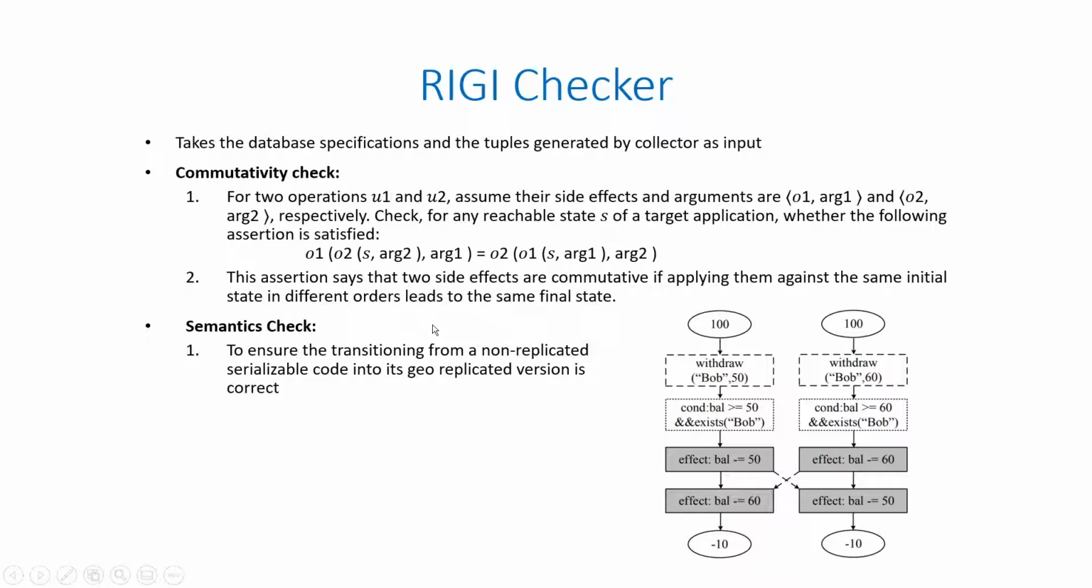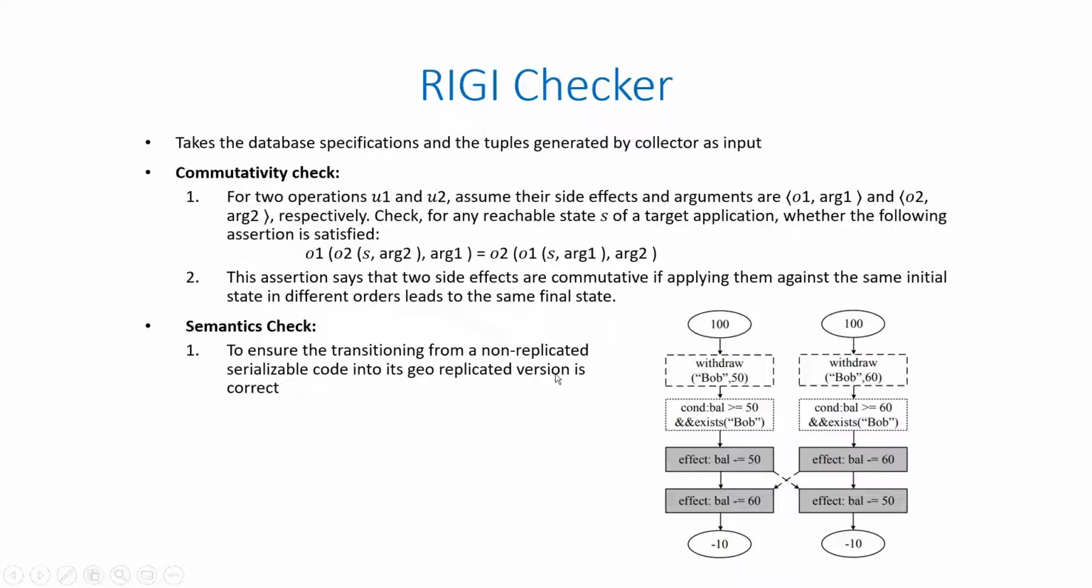Once the Z3PY specification is found, they are all given to the RIGI checker, where they actually perform two types of checks. The first one is the commutativity check, and the second one is the semantic check. In the commutativity check, they make sure that if they take two operations, they are commutative to each other. For example, our withdrawal and deposit queries can happen in either direction, so they will pass the commutativity check. If not, they will have to make the tasks conflict and try to serialize those conflicts.